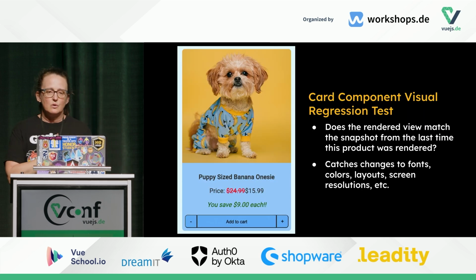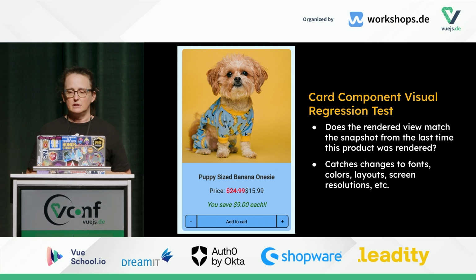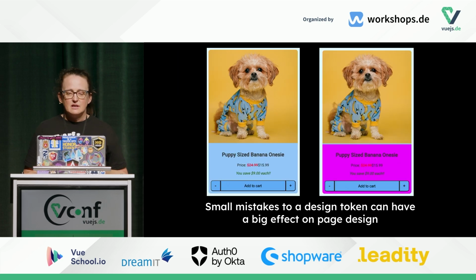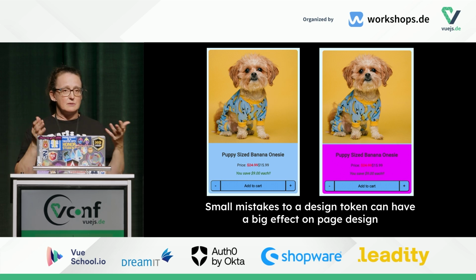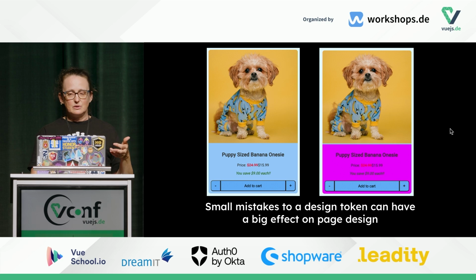All right, so then we get to card component visual regression testing. This is the next test I can do on this specific component. What I want to check is that the rendered view matches the snapshot from the last time this product was rendered. This is going to help us catch changes to the styling, essentially, or the actual content of the page. A really small mistake to a design token can make a huge difference to the page design. I might not notice that I changed this color in code review, but my clients are going to notice this for sure.